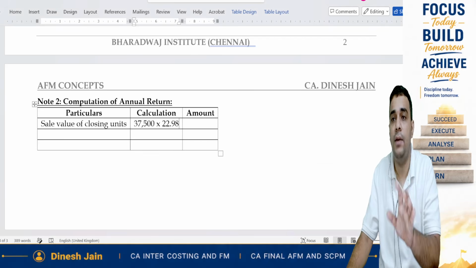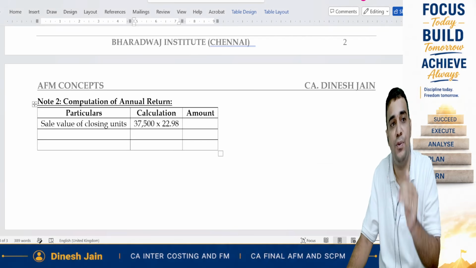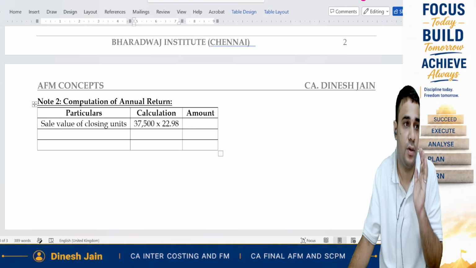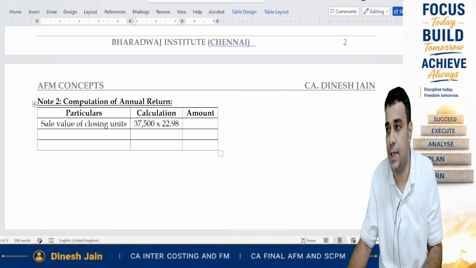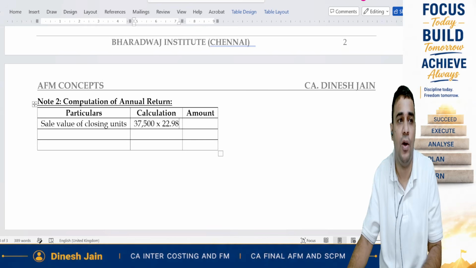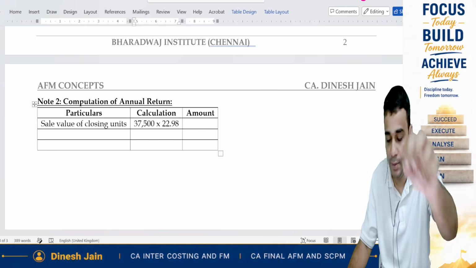The growth guy will not have so many units. He'll have fewer units, but they will be multiplied with 82. So that is how it is compensated. In the end, ultimately, all will give a similar answer. Not exactly the same, but similar. 37,500 into 22.98. Tell me the value.